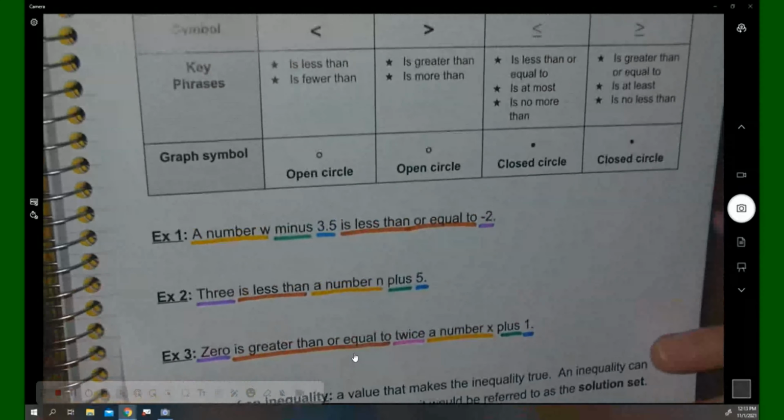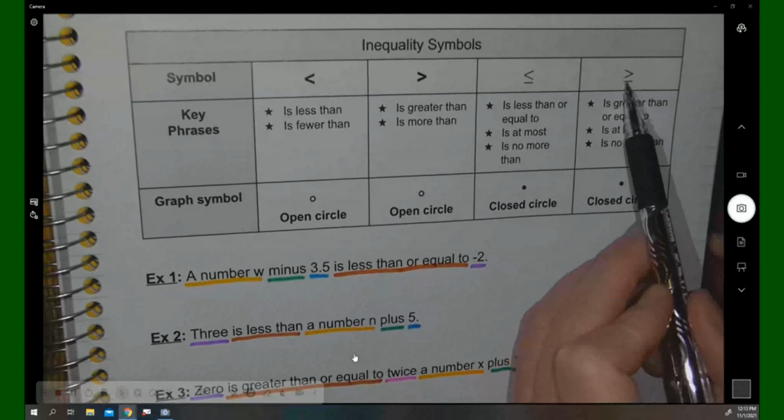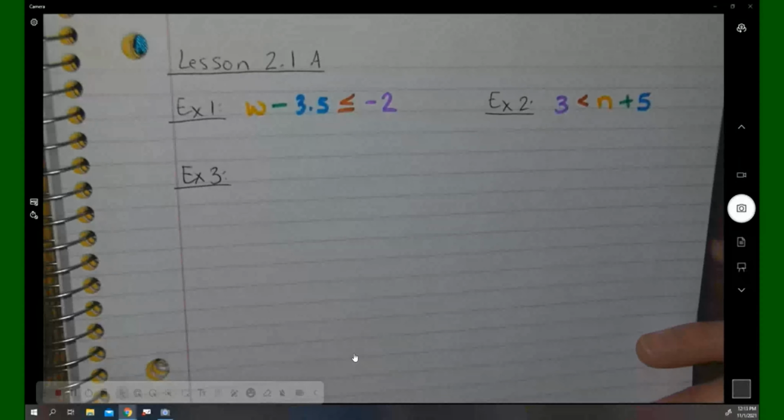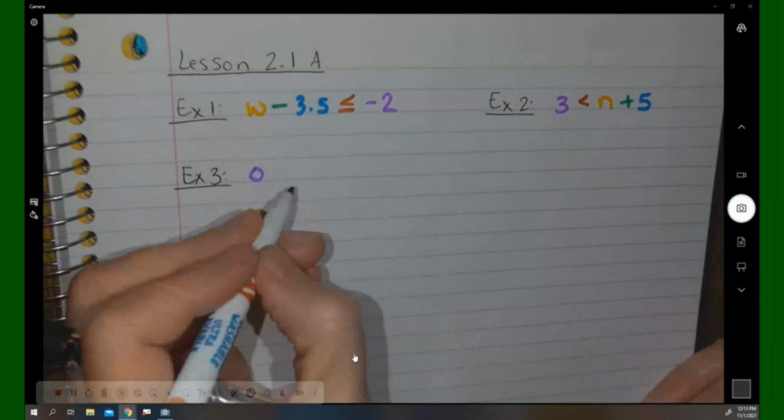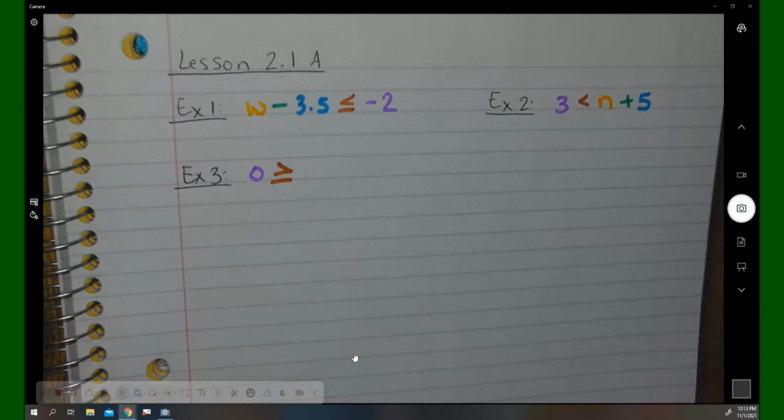So let's check our signal real quick. Is greater than or equal to? This one right here with the line. So 0 is greater than or equal to twice, so 2 times our number x, plus 1. So that's our inequality for example 3.